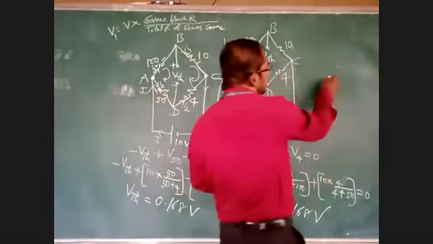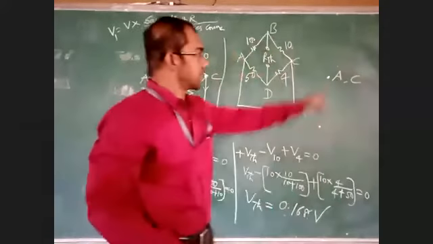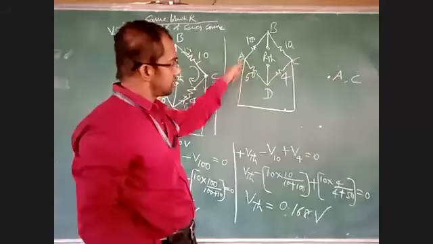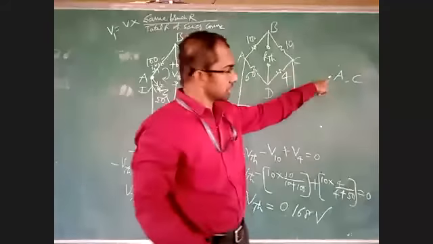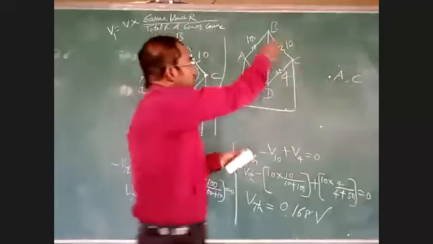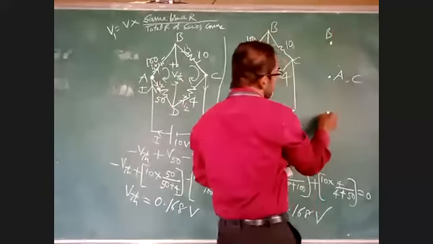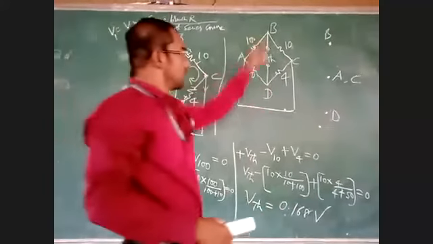Point A and C are short circuited. I can take it as a single point; A can be written here, or C can be written here. Nothing is there in between point A and C. I am short circuiting, so I am taking a single point. What are the remaining points? B and D.